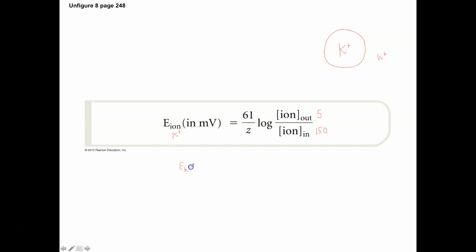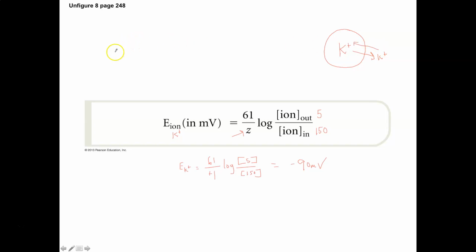Equilibrium of potassium is equal to 61 divided by the charge of potassium. Well, the charge is plus 1 times the log concentration outside, 5, concentration inside, 150. And so if you work this out on your calculator, you're going to get negative 90 millivolts as the equilibrium potential for potassium. And again, what does that tell you? It tells you that the chemical driving force and the electrical driving force are equal and opposite.